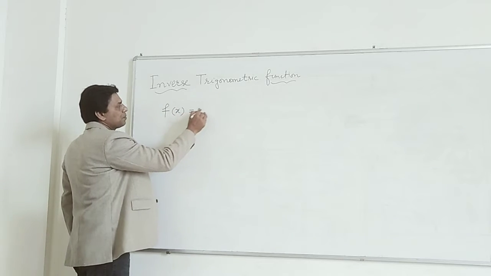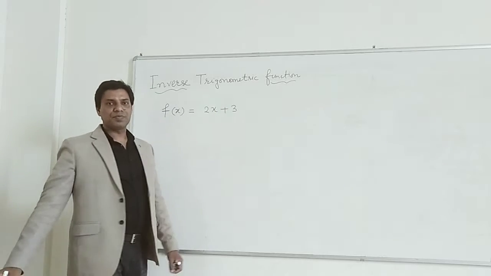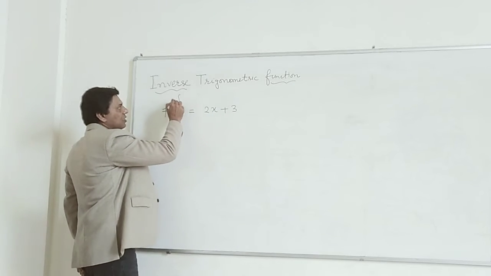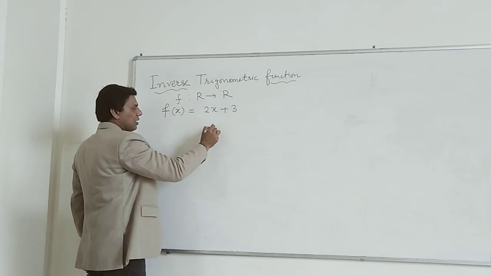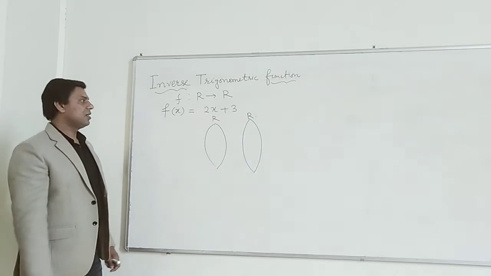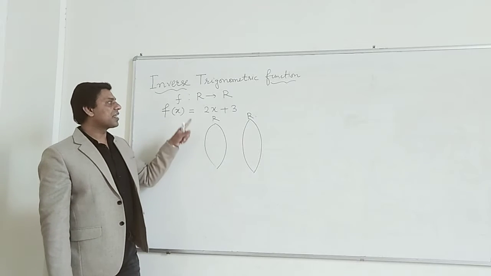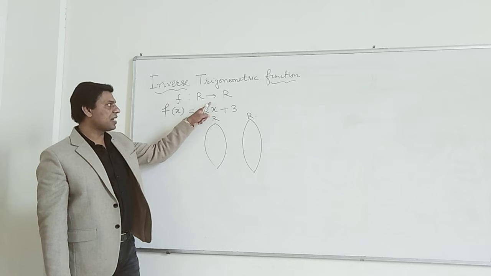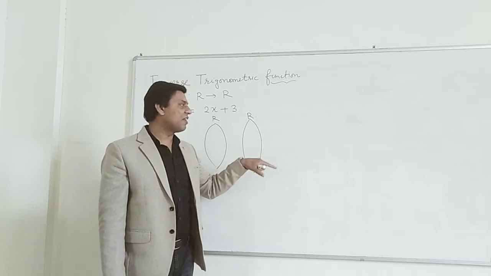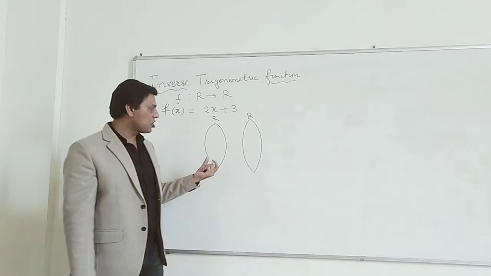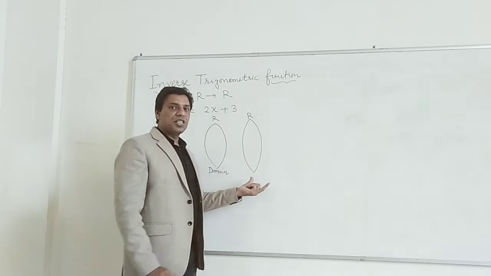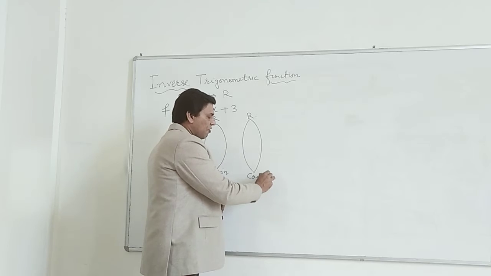Suppose we have a function 2x plus 3. In a function we always have two sets, R to R. This is the set of domain, from where we are giving values to this function. It means x will take values from this set, and finally the value of the function will come into this set. This is called the domain of the function, and this is called the co-domain of the function.